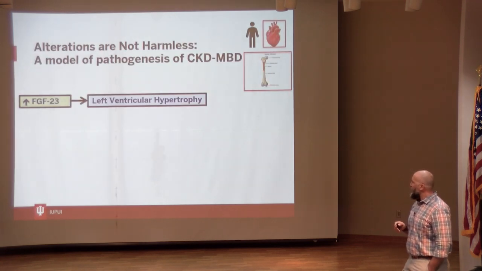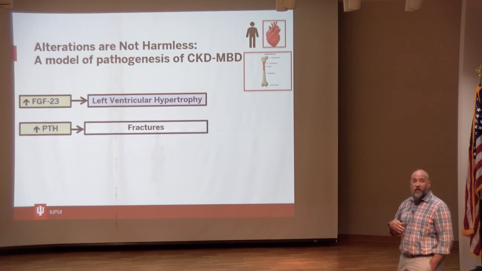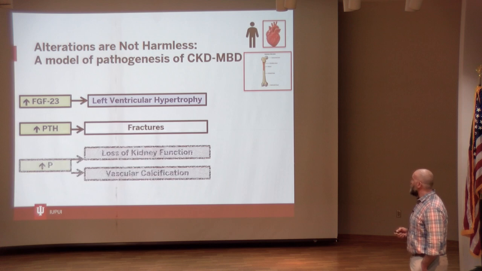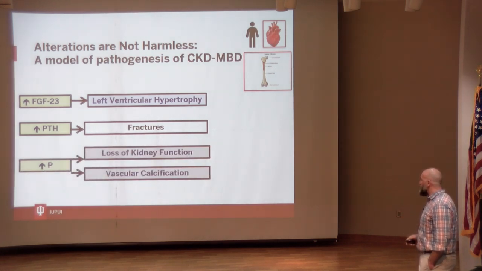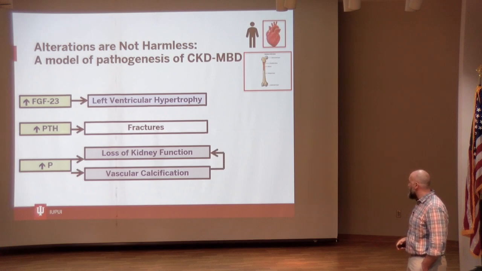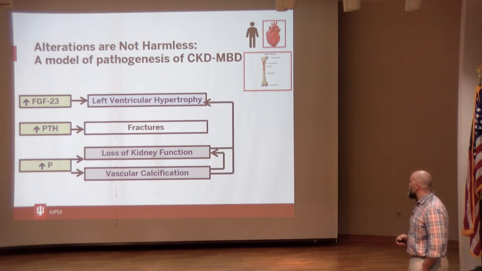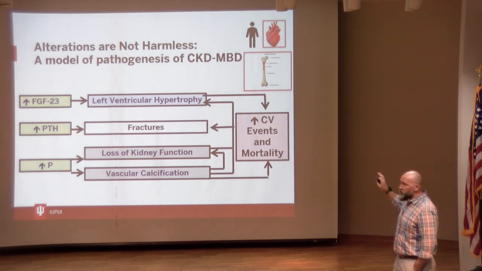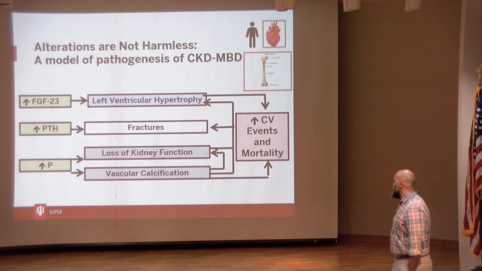And so when you look at FGF23, when that increases, that leads to ventricular hypertrophy. Then you have PTH that increases, that leads to weakened bone, which then can lead to fracture. Increase in phosphorus, loss of kidney function and vascular calcification. There are feedback loops that then enhance both ventricular hypertrophy and kidney function loss. So all of these are increasing the number of cardiovascular events and mortality.